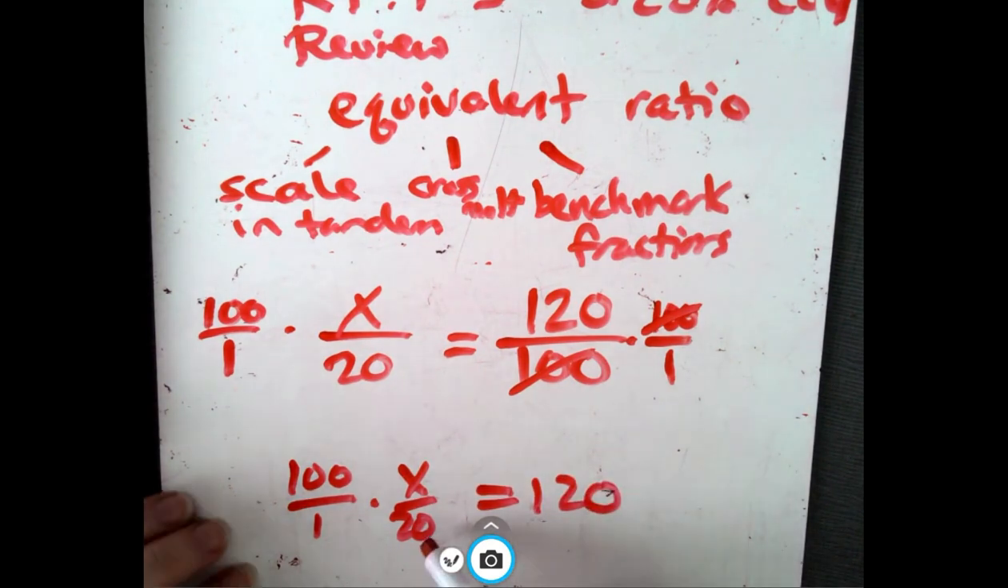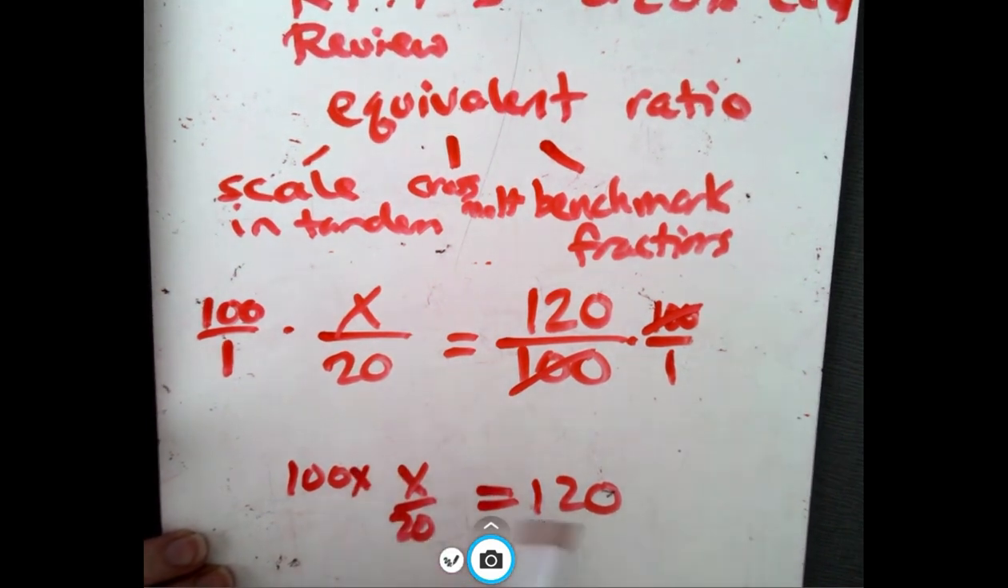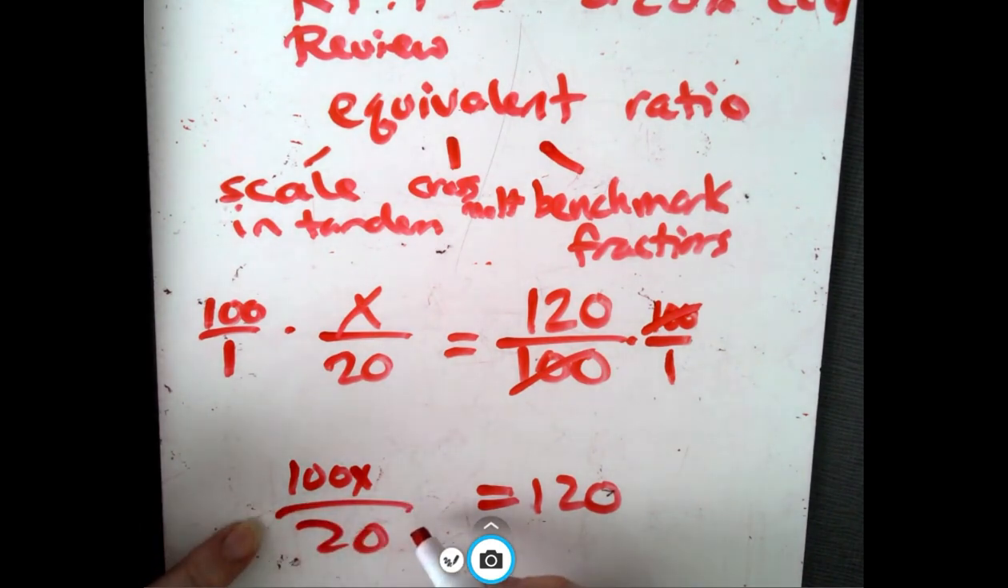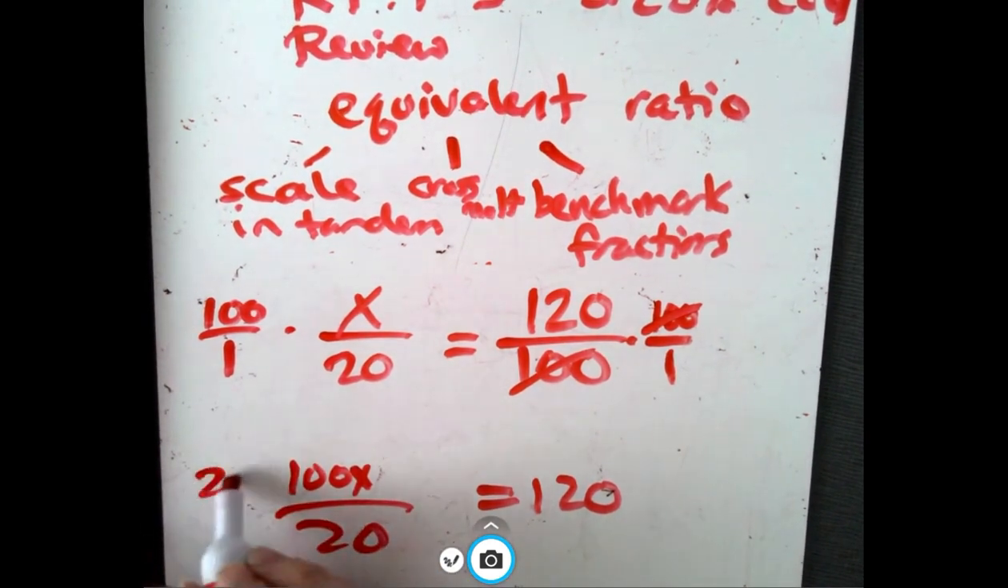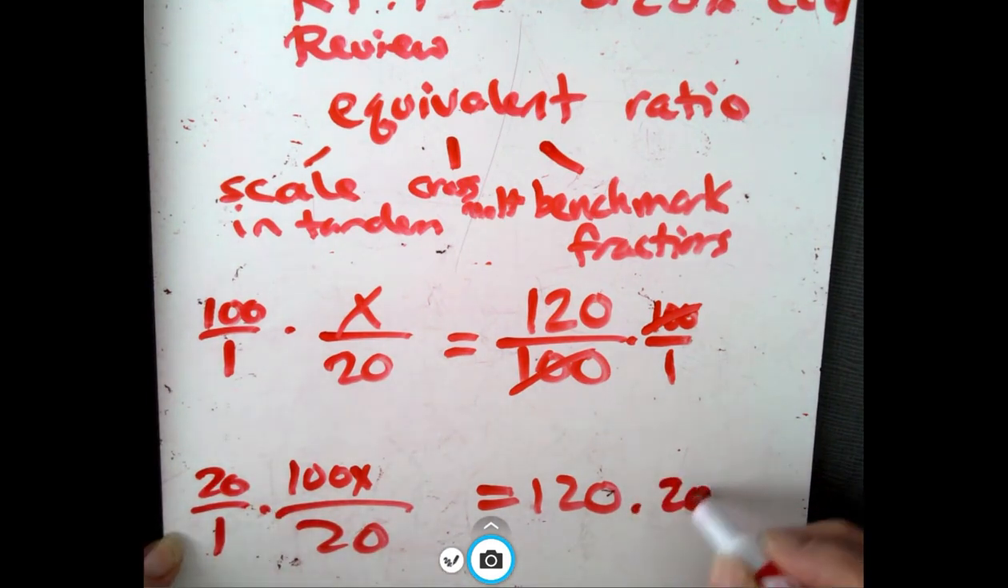Now, my other problem, though, is I have a 20 in the denominator here. So I'm going to go ahead and combine those and get 100x over 20. I want to get rid of that 20. Well, how do I undo division? By multiplication. But if I do it to this side, I got to do it to this side too. So I've got 20 over 1.